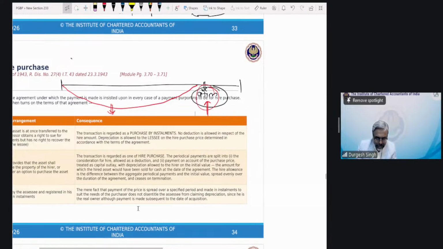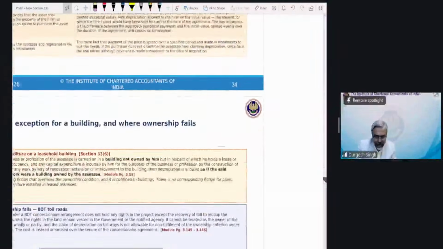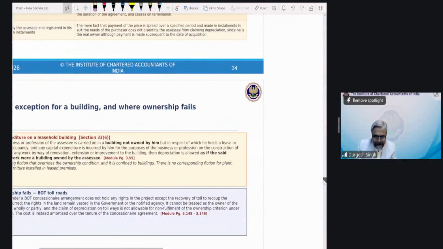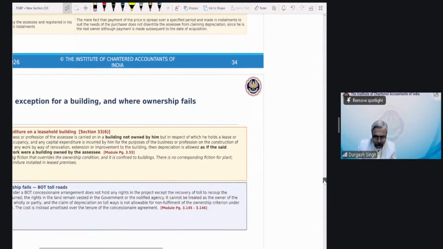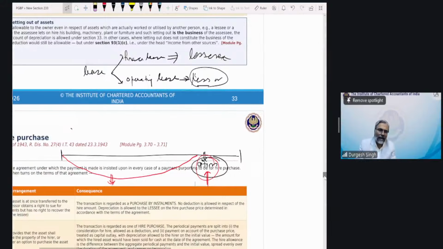Fine, students. Perfect. Now, students, if you see, just have a look over here. Now, is the lease point clear to all of you, students? Every one of you?